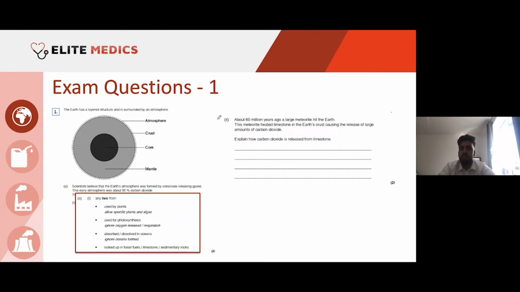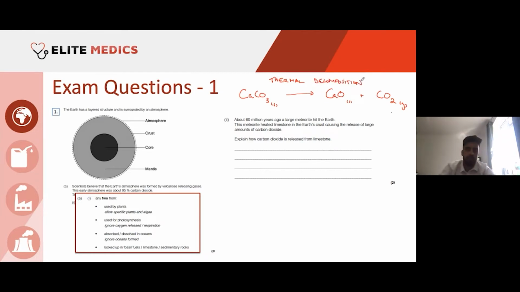About 60 million years ago, a large meteorite hit the Earth. This meteorite heated limestone in the Earth's crust, causing the release of large amounts of carbon dioxide. Explain how carbon dioxide is released from limestone. For this, you just need to know limestone is calcium carbonate, CaCO3, and that this is a solid. When it's broken down, it forms calcium oxide plus CO2. This is a solid, this is a gas. So this is what we call our thermal decomposition reaction. You've heard me mention this several times in previous lessons, thermal decomposition.